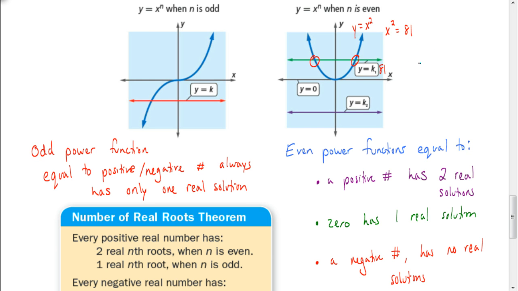So you need to make sure that you know that when we're dealing with an even power function that equals a positive number like 81, there are always two real solutions, a positive and a negative. Now, if you have an even power function that's equal to exactly 0, there's only going to be one intersection point at the vertex. So if you have an even power function equaling 0, there's always one real solution. And if we have an even power function like y equals x squared equals a negative number like negative 81, there's going to be no real solutions. The reason why is there's no number I could square that would give me negative 81 as my answer.